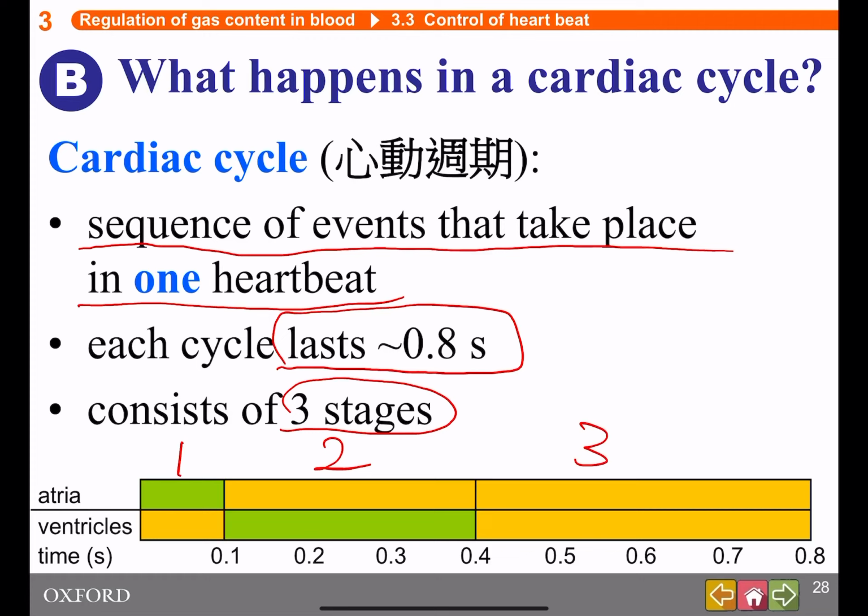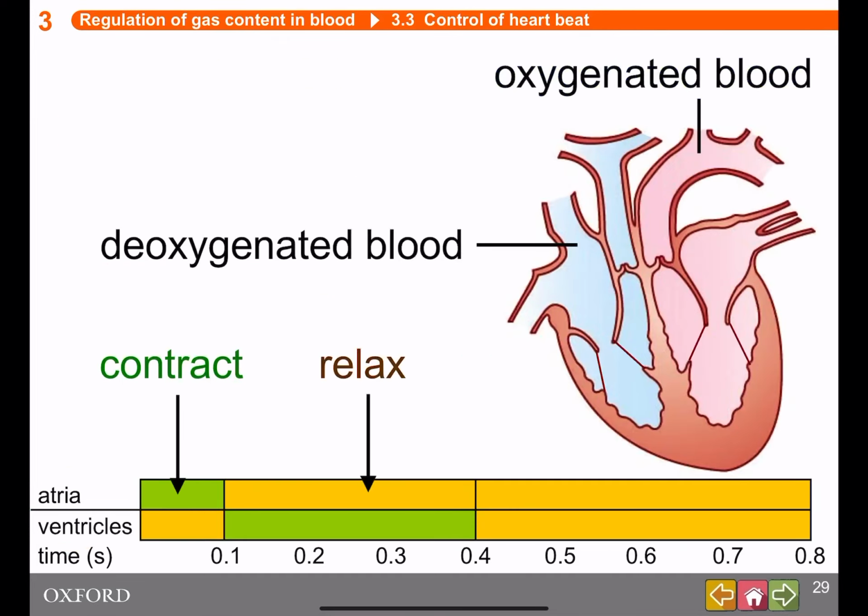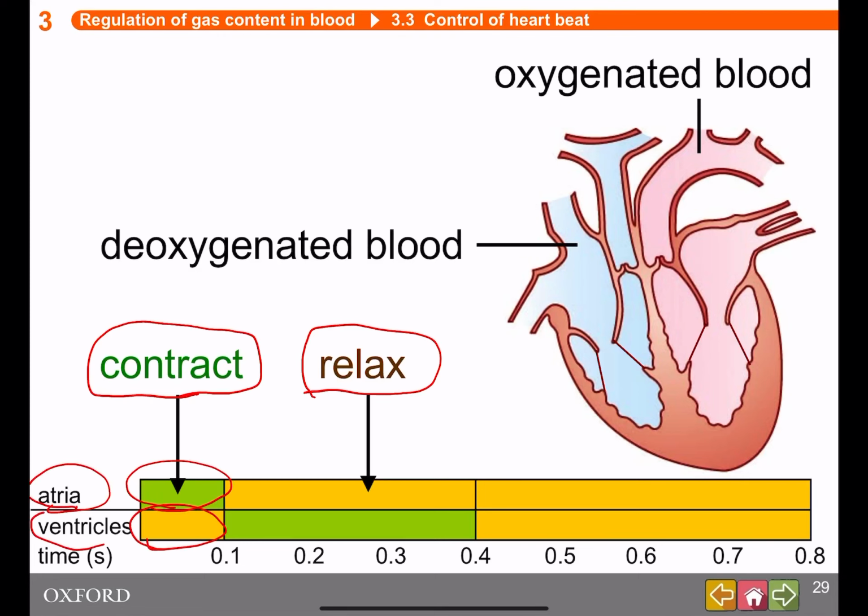Usually it is illustrated by a bar diagram. The upper part illustrates the events taking place in atria, while the lower part refers to the events taking place in the ventricles. Now, the color here has two meanings. The green color represents the contraction condition, and the yellow color refers to the relaxation. So in the first part here, atria contract at the same time, ventricles relax. So to help you to understand the bar diagram, it has different colors.